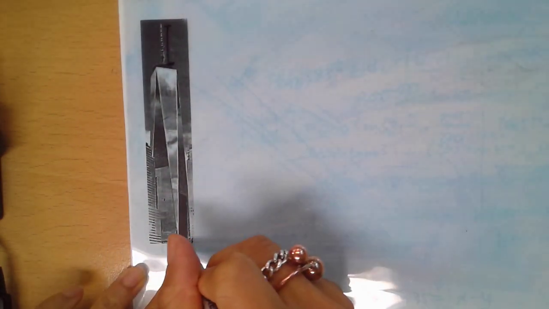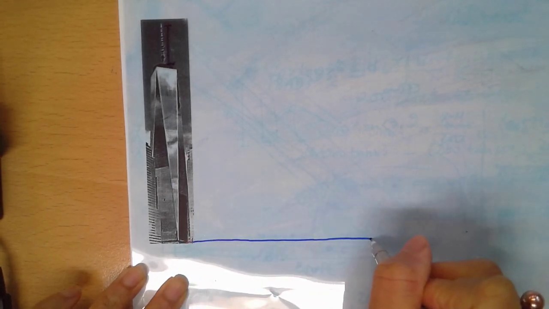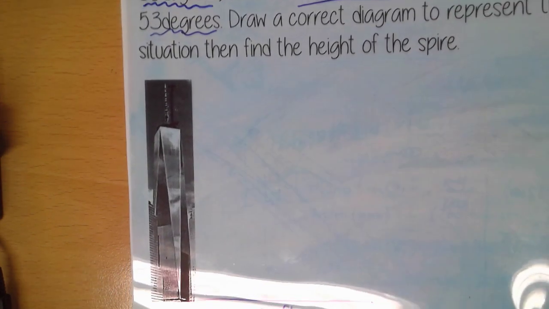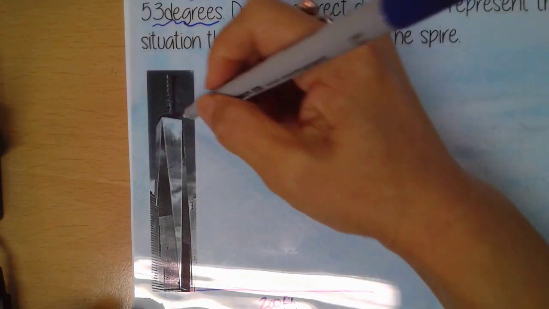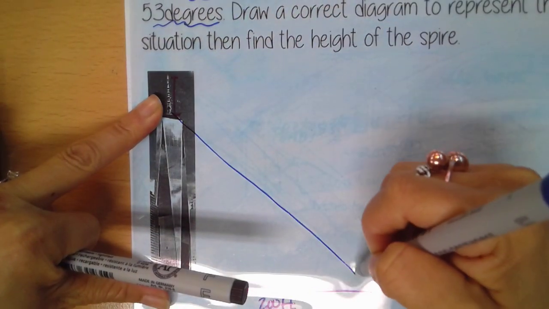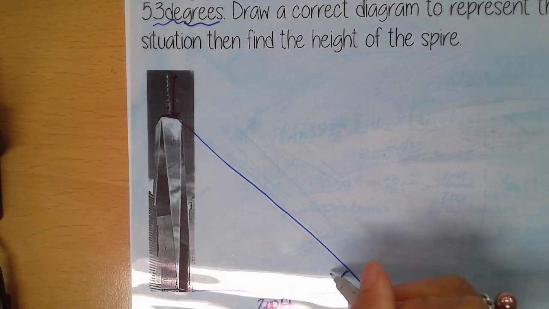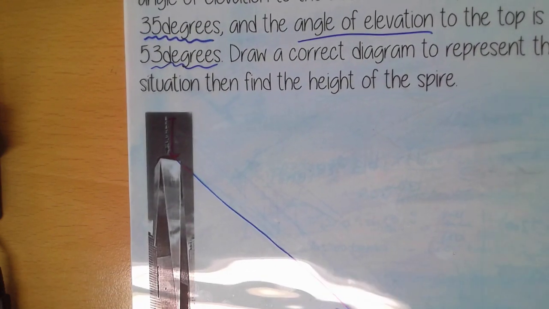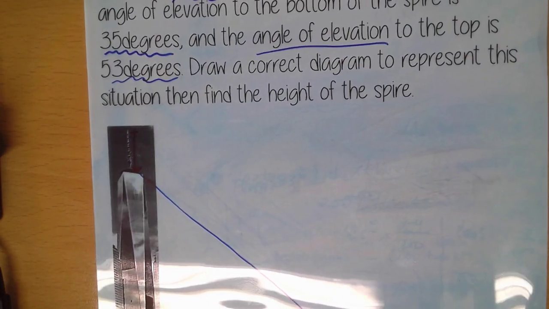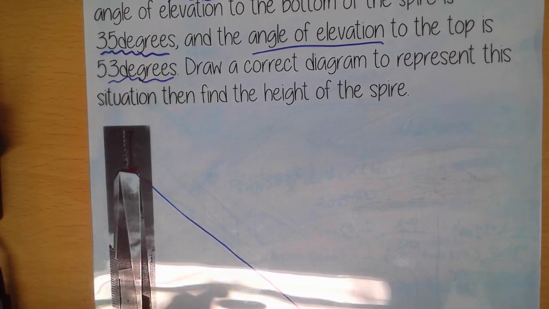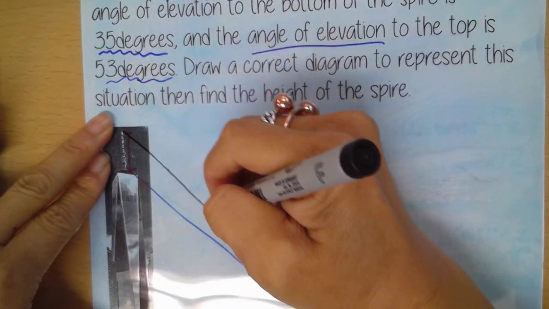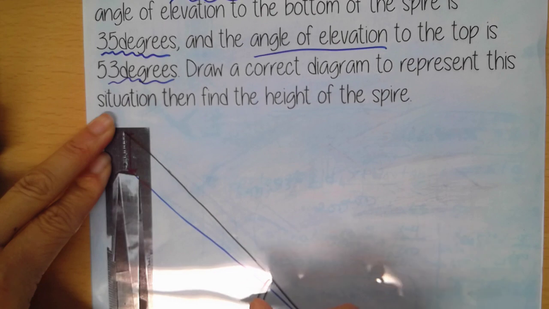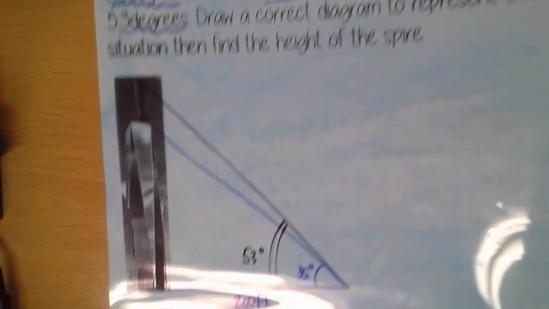So it says 200 feet from the base of the building, so 200 feet, okay? From the base of the building, the angle of elevation, remember angle of elevation always touches the ground, to the bottom of the spire, let's label that 35 degrees. Now it says, and the angle of elevation to the top is 53. So I have another angle to the top of the spire from the same point, 200 feet, right? I'm going to sketch that angle really big here, and that's 53 degrees. Look at that sketch.